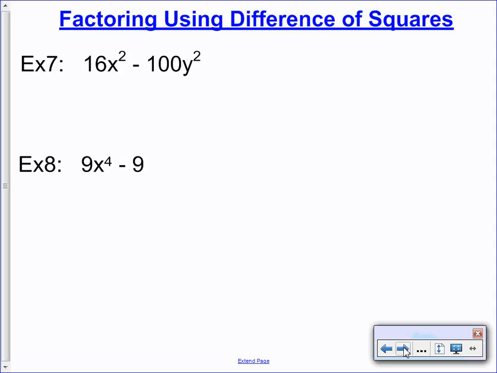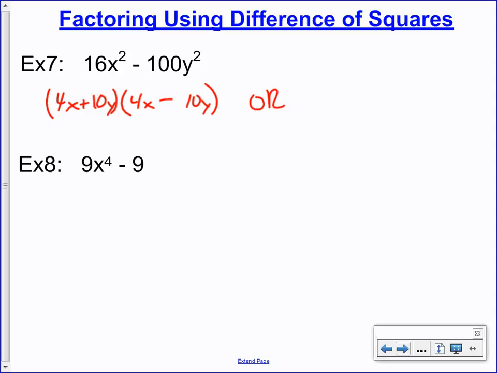Here's the deal. We know that 16 is 4 squared and 100 is 10 squared. So one way you could do it is (4x plus 10y)(4x minus 10y). One's a plus, one's a minus. Or, yes, the GCF is 4. So if you take out a 4, then you're going to get 4 times (4x squared minus 25y squared).